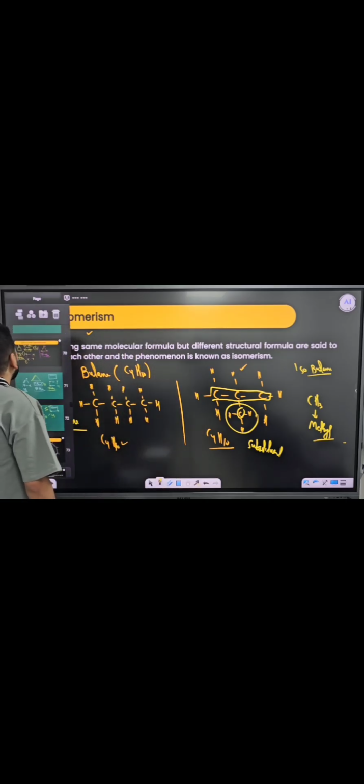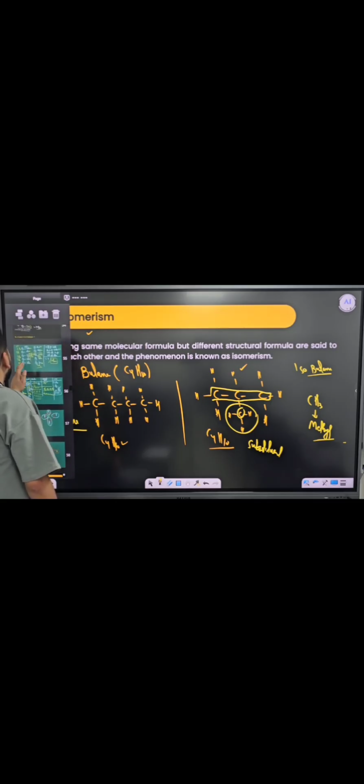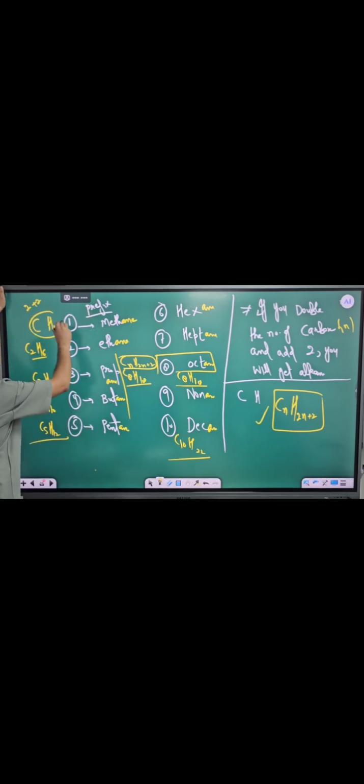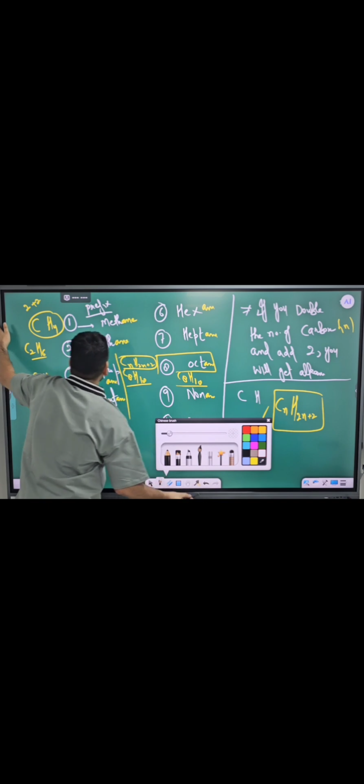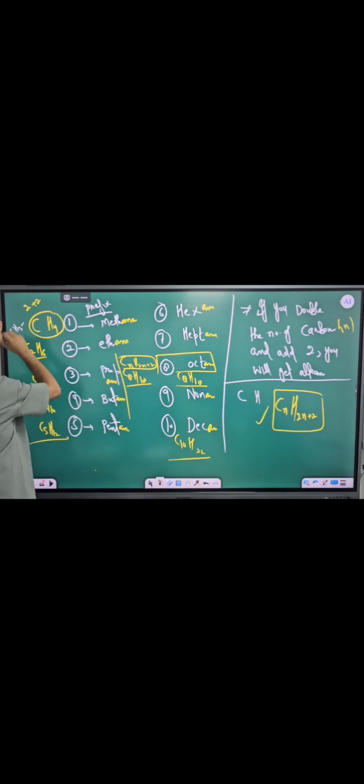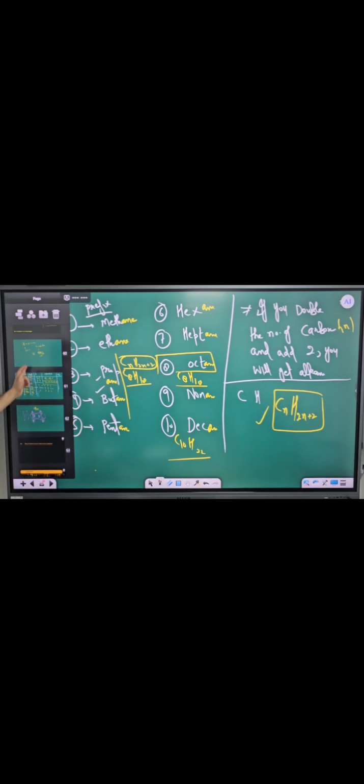For example, if I take methane, look here guys. This is methane, right? It is CH4. Now guys, imagine I remove one hydrogen from it. What will I get? CH3, right? The CH3 I will call methyl. Imagine from this C2H6, I remove one hydrogen. What will I get? C2H5, right? This I will call ethyl. Similarly, propyl, butyl, pentyl, hexyl, heptyl, octyl, nonyl, and decyl, right?